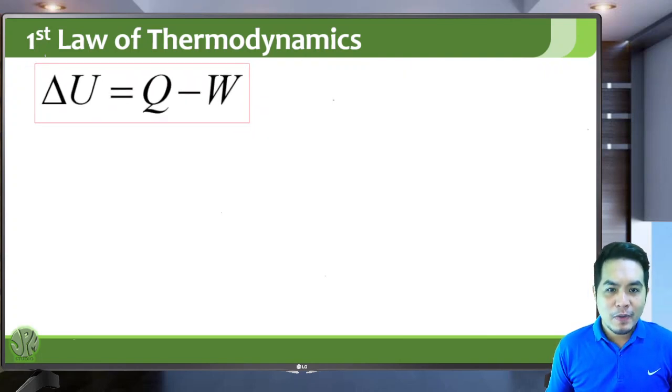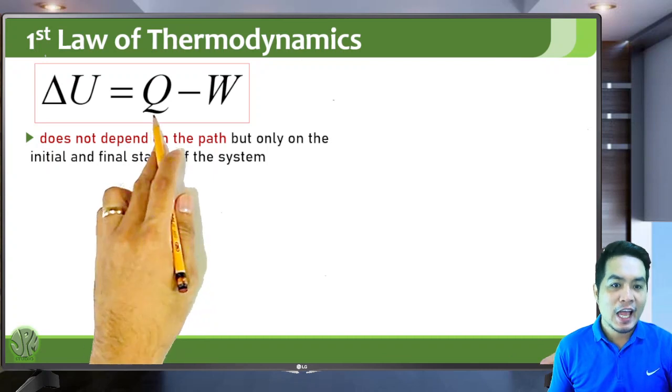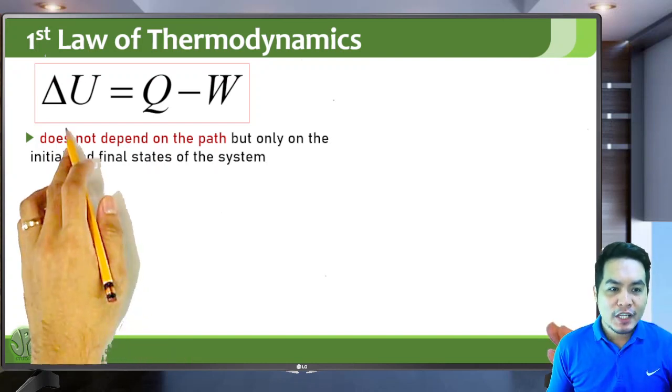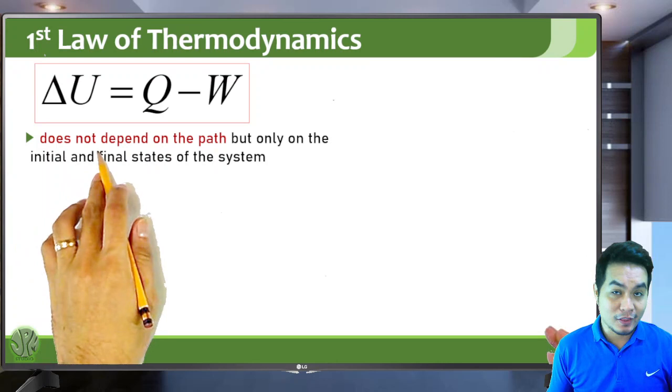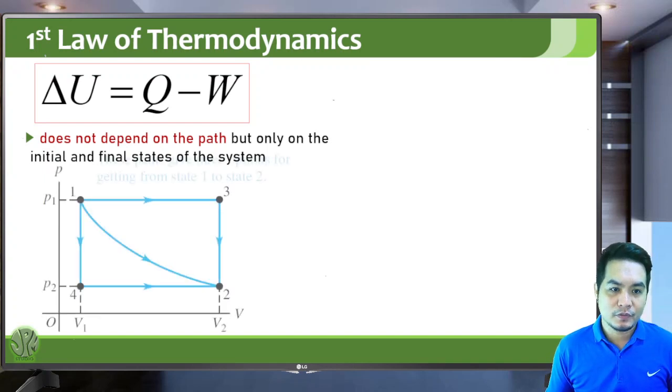So, going back to the first law of thermodynamics, unlike heat and work, which depend on the path of the thermodynamic process, the change in internal energy does not depend on the path, but only on the initial and final states of the system. So it's something like a conservative quantity.